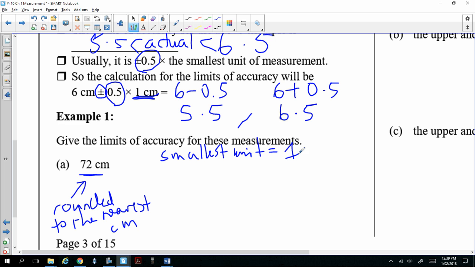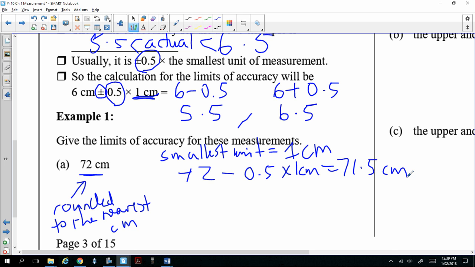To do our limit of accuracy, you have to go 72 minus 0.5 times 1 cm. That gives you the lower bound, which is 71.5. That's the smallest this measurement could be. And the highest it could be will be plus 0.5 times the smallest unit, in which case it is 72.5 cm. So this is the limit of accuracy.